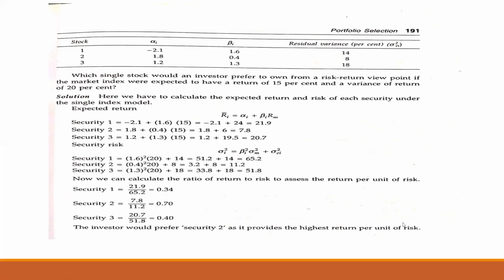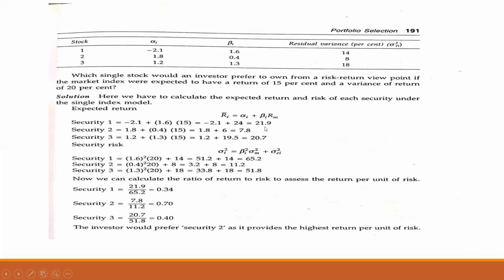So the formula is return of the individual security is equal to the alpha value plus beta value into the market returns. So the alpha value of security 1 is negative 2.1 plus the beta value 1.6 into the market return, which is 15. Likewise, we are calculating the values of the second security and the third security, and we got the values as 21.9, 7.8 and 20.7. From this, we can see that the highest return is earned by security 1.